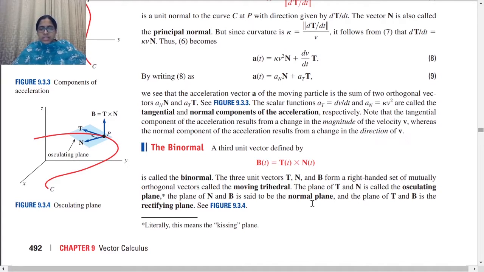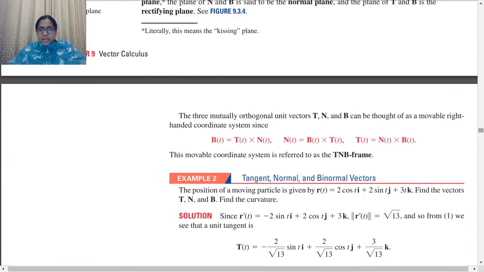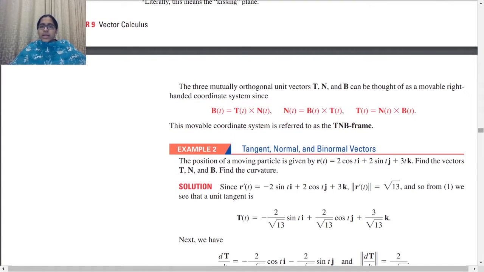And these are the planes that we discussed before. That is, the plane of T and N is called the osculating plane, the plane of N and B is called the normal plane, and the plane of T and B is called the rectifying plane. Now these three unit vectors are mutually orthogonal, so they can be considered as a coordinate system, like xyz. B of t will be T cross N, N will be B cross T, and T will be N cross B, since they are mutually orthogonal. And this movable coordinate system is referred to as the TNB frame.